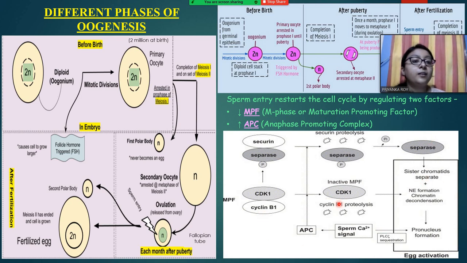And here, when the CDK1 is inactive or the MPF is inactive, then the nuclear envelope formation starts again, thereby completing the cytokinesis also and chromatin decondensation, thus bringing the cell back to the G1 phase. So the M phase is finally complete by completing the anaphase triggered by the anaphase promoting complex, and therefore the cell returns back to the G1 phase by the pronucleus formation. So this is the entire pathway by which the egg is activated by sperm entry.